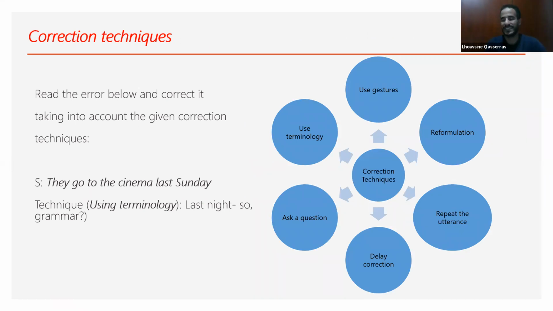Now, how can you correct? What techniques are you going to use? So look here, read the error below and correct it, taking into account the given correction techniques. Student: They go to the cinema last Sunday. Where is, or what is the mistake? Thank you, it's go. So using terminology is one of the techniques. You can say, last night, it's grammar, grammar. Oh, teacher. So last night, it means the past. So go, yes, went, good. This is the technique. Now let's see the other techniques.